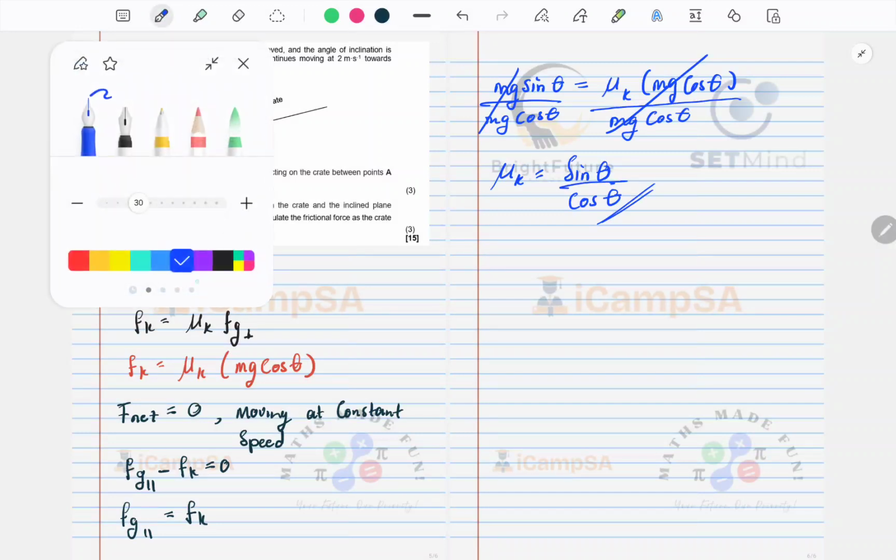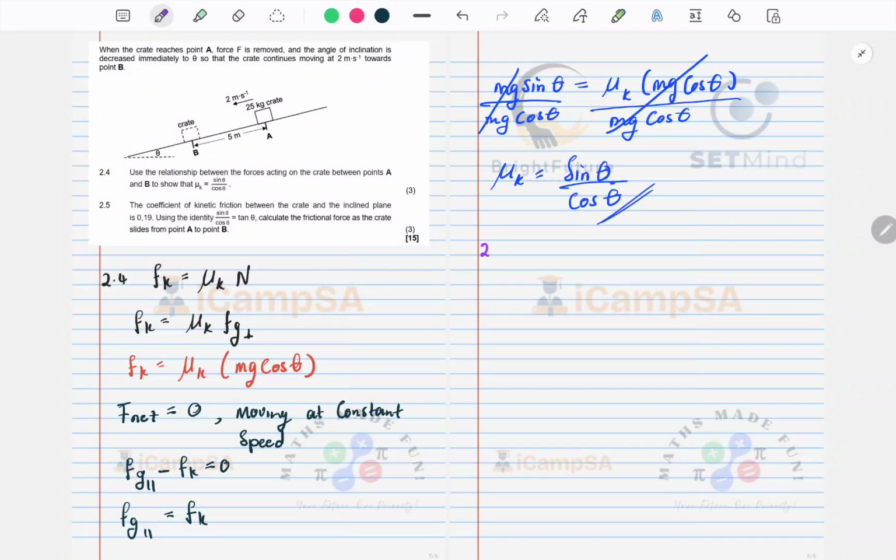Okay, so last question. What do they need from us? Here they're asking us, the coefficient of kinetic friction between the crate and the inclined plane is 0.19. That means mu k is 0.19. Okay? Using the identity sine theta over cos theta is equal to tan theta. Shout out to maths, right? Trigonometric functions. So now calculate the frictional force as the crate slides down from point A to point B.